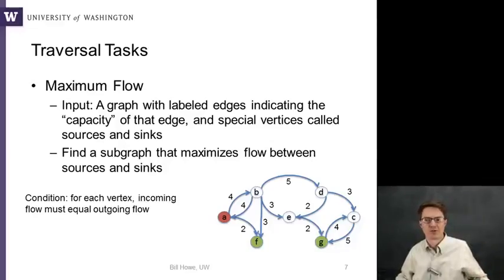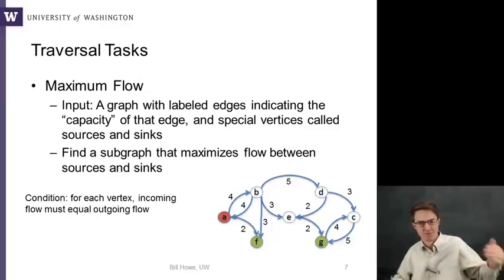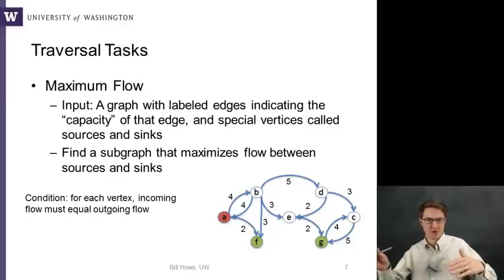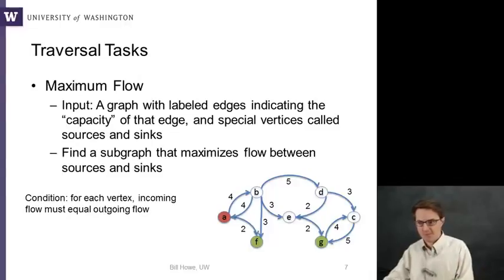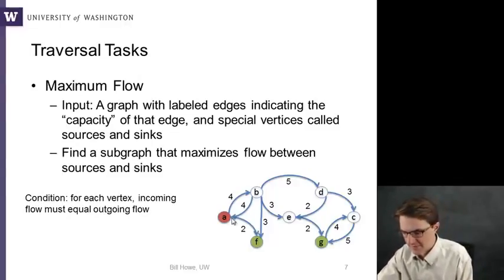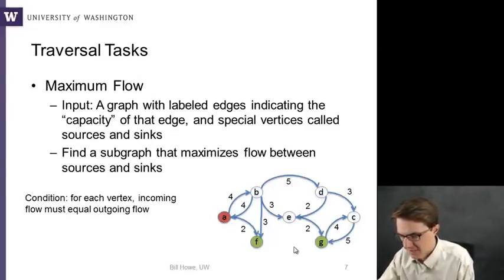All right, so one more traversal task to be familiar with is maximum flow problems. So here the input is a graph with labeled edges indicating the capacity at each edge, and then special vertices, sources and sinks. And the idea is to find a subgraph that maximizes flow between sources and sinks. And so the observation here is that for each vertex, incoming flow must equal outgoing flow.